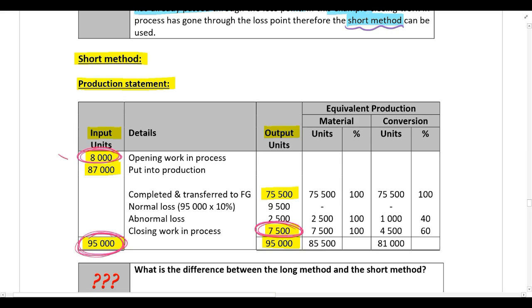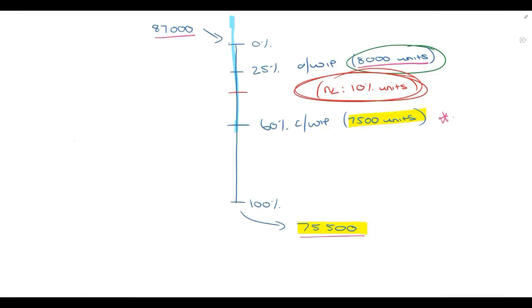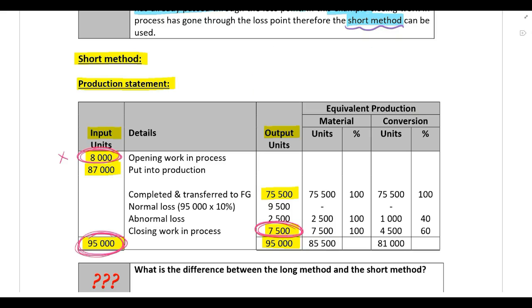Remember, we did not need to exclude opening work in process because opening work in process is going to go through the loss point in the current period. So we don't need to exclude it. So 40% here was my loss point. Right. So don't exclude opening work in process. The units go through the loss points in the current period. They must be included in the normal loss calculation.